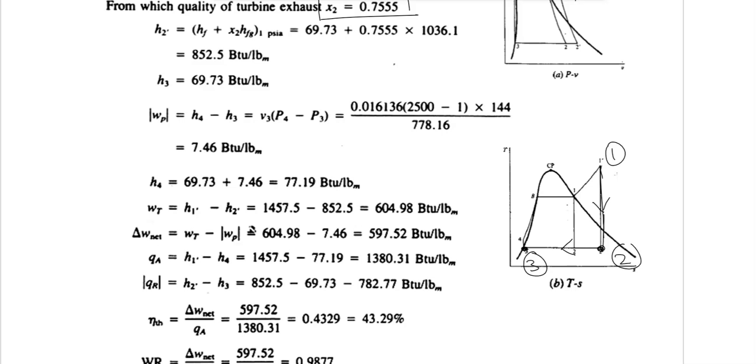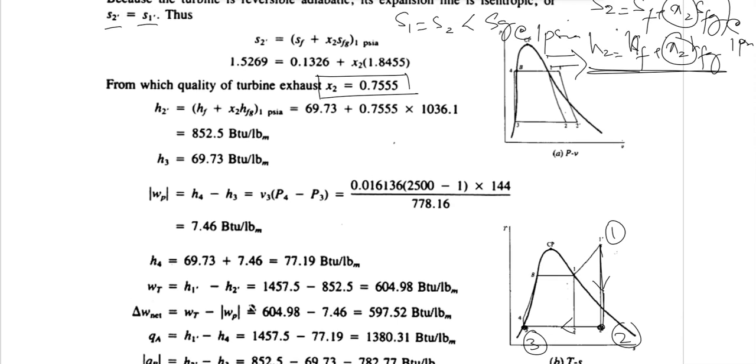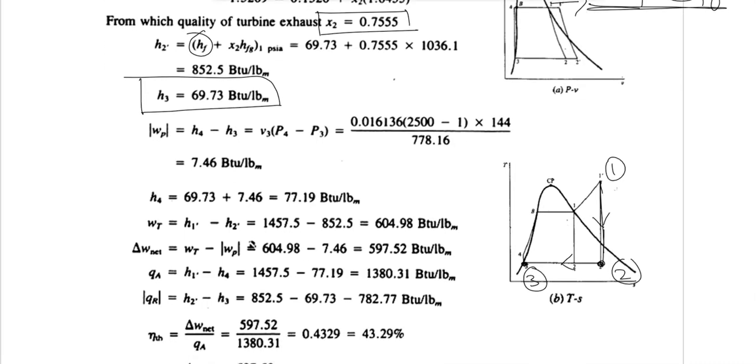So from the saturated table at 1 psi, we can find the value of enthalpy, which is also equal to over here, which we have already found from here as well. So which is equal to 69.73 BTU per mass. Now moving forward to state number 4, which is when we are increasing the pressure in a pump. So from 3 to 4 is a pump work.